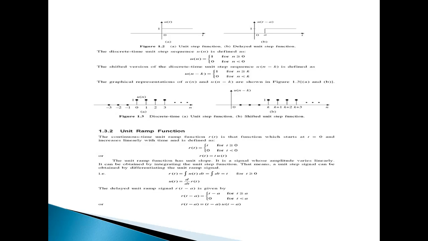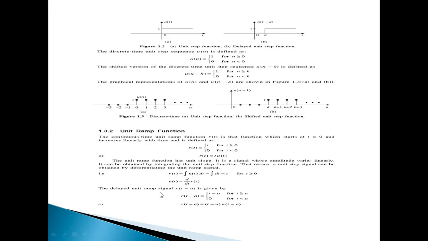Otherwise, the unit ramp function has unit slope. It is a signal whose amplitude varies linearly. It can be obtained by integrating the unit step function. That means the unit step signal can be obtained by differentiating the unit ramp, and vice versa. Integration of unit step or derivative of the ramp is the relation between step and ramp. R of t is the integral of mu of t dt, or the integral of 1 dt, which is t for t greater than or equal to 0. Otherwise, mu of t is equal to d by dt of R of t.